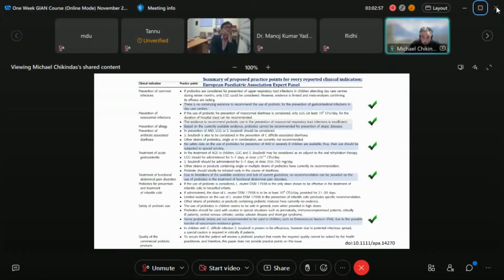Probiotics cannot be recommended for the treatment or prevention of atopic dermatitis, regardless of some absolutely fantastic, amazing results with the control over a period of time as long as even 7 years. No safety data on use of probiotics in prevention of AAD in severely ill children. And I think we can't emphasize that enough, the jeopardized immune system and how the microorganisms will perform.